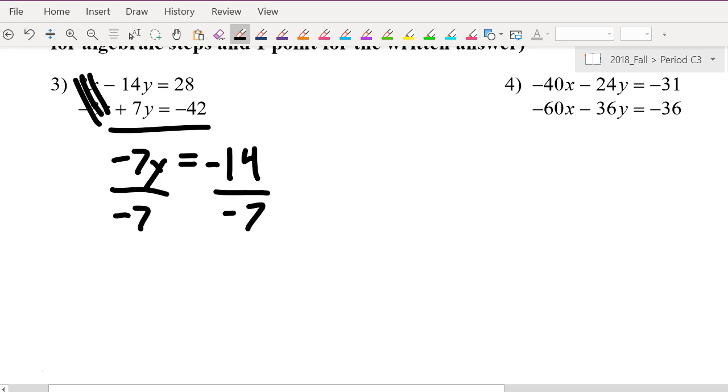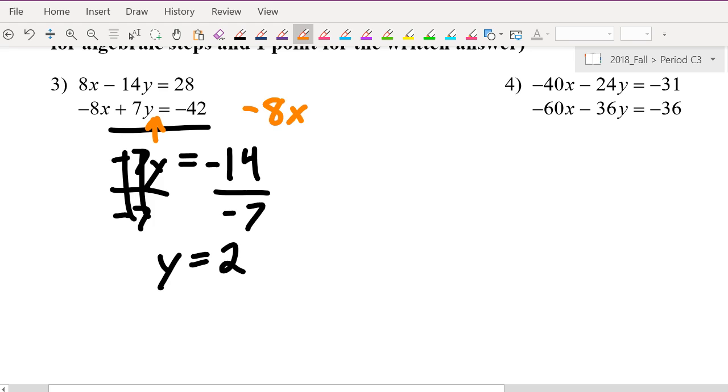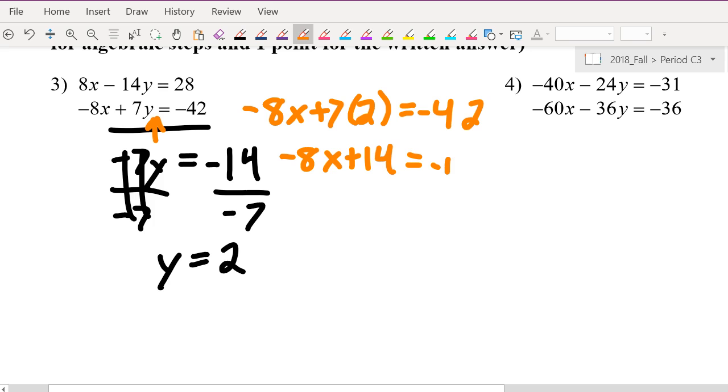Y equals a positive 2. See? Not so hard. And now what do we do? Yeah, we have to put y inside, right? So which one do we want to use? The bottom one. Okay, so we're going to put it in there. Negative 8x plus 7 times 2 equals negative 42. Negative 8x plus 14 equals negative 42.